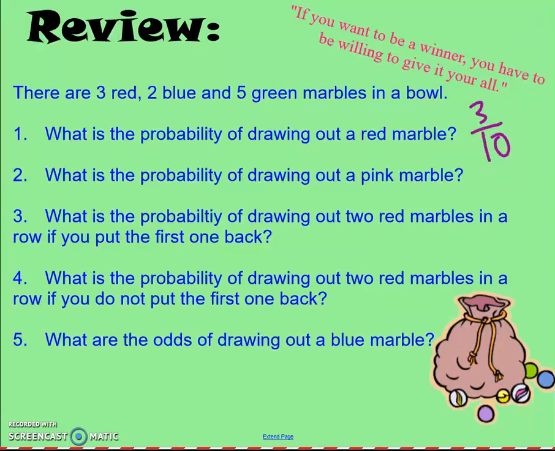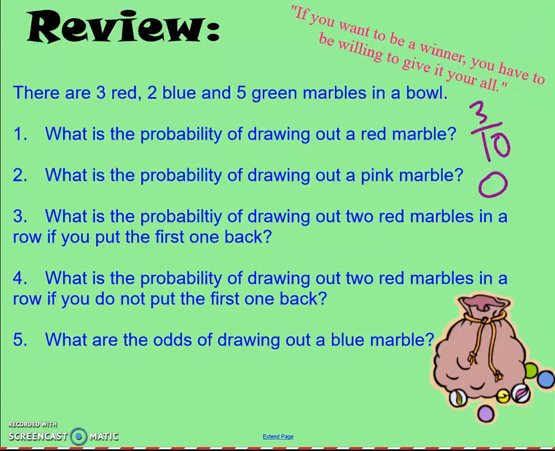The probability of drawing out a pink marble, there aren't any, so that's going to be 0. So the lowest probability you can ever have is 0. That means the event will never happen. If it's definitely going to happen, then it would be 100%. You can write probabilities in fractions, in decimals, or in percentage form.